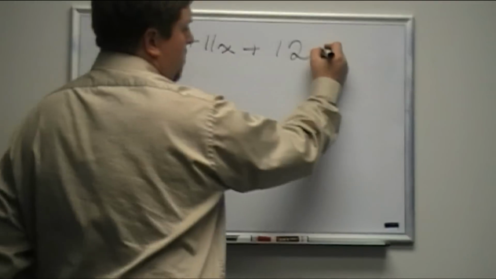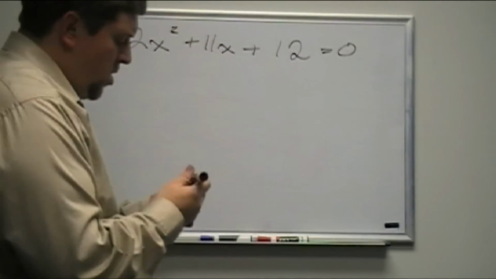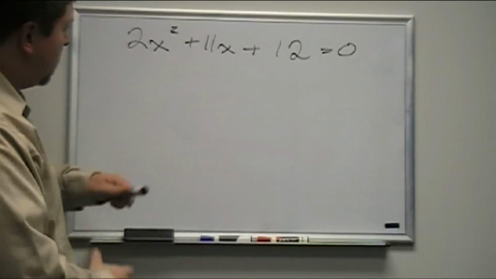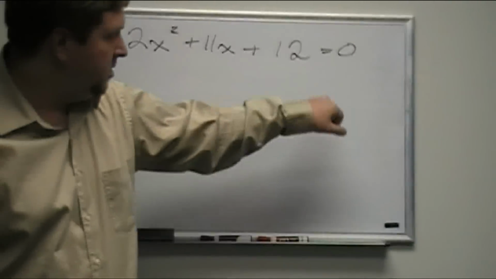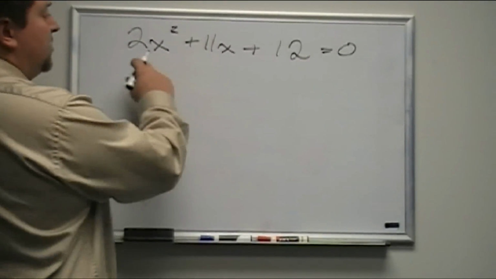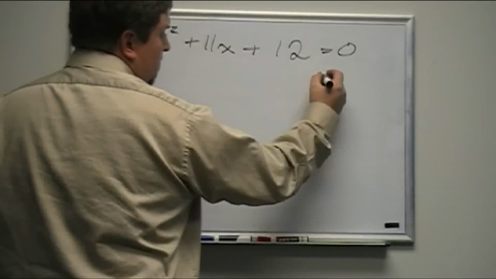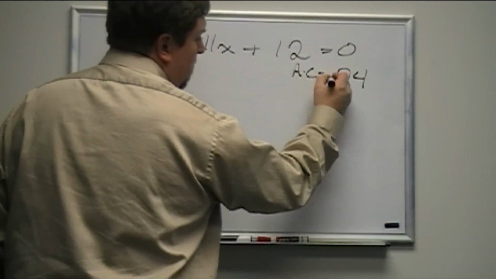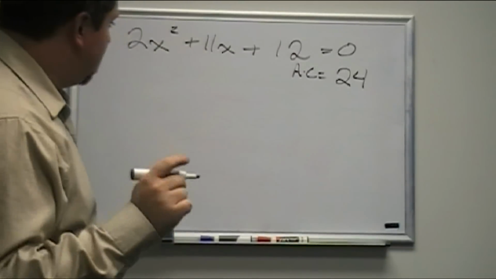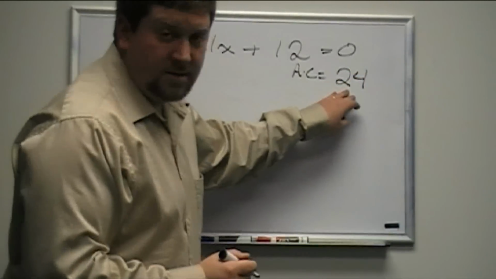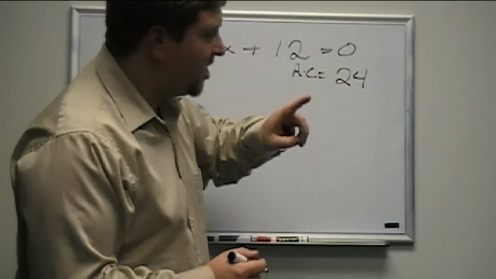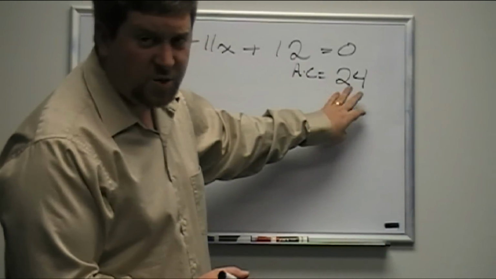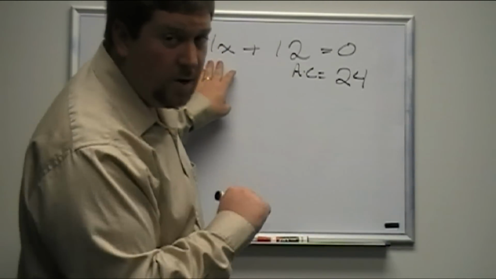So, what we have to do, step 1, if you're taking notes, step 1, we multiply A times C. So 2 times 12 is 24. Now we must look at what are the factors of 24 such that I get 11. So what two factors of 24 add to 11, just like we were doing before?